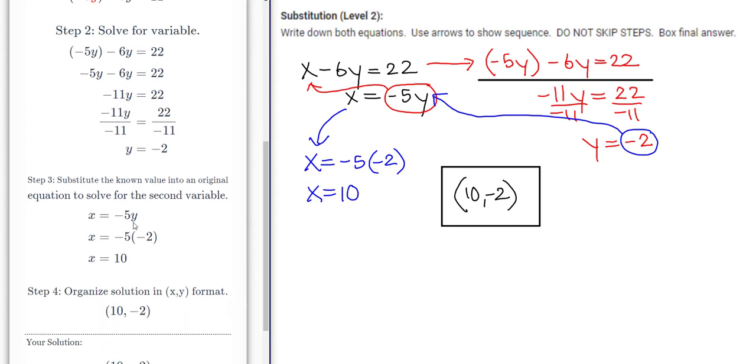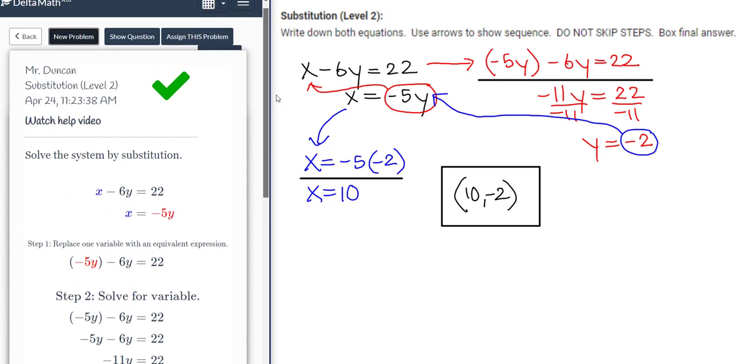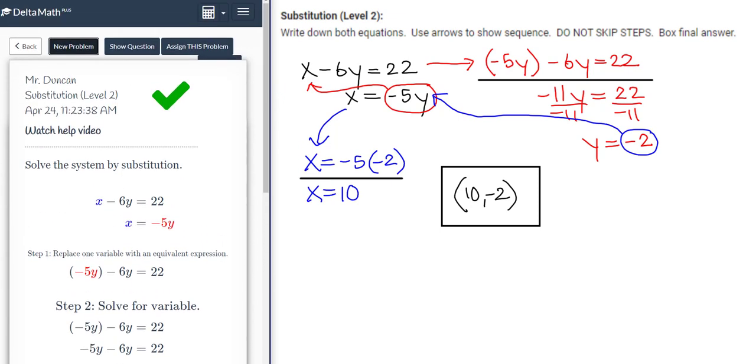And then this step where he put x equals negative 5y, that's kind of this step right here, or when we substitute negative 2 in right there. And then he got x equals 10. So kind of the same thing. See the similarities between Delta Math and mine. Let's try one more equation, but move a little bit quicker.